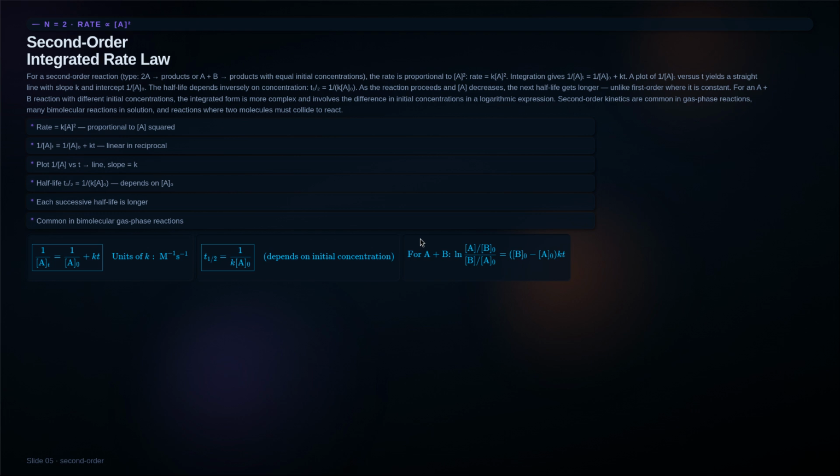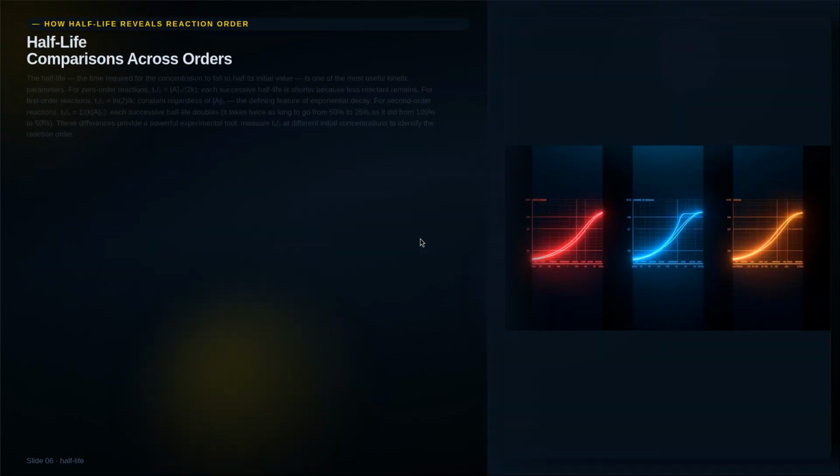For a reaction of type A plus B with different initial concentrations, the integrated form is more complex and involves the difference in initial concentrations inside a logarithmic expression. Second-order kinetics are common in gas phase reactions, many bimolecular reactions in solution, and any reaction where two molecules must collide to react.